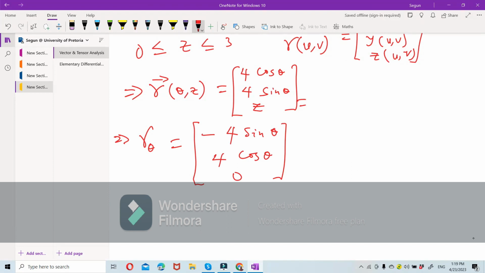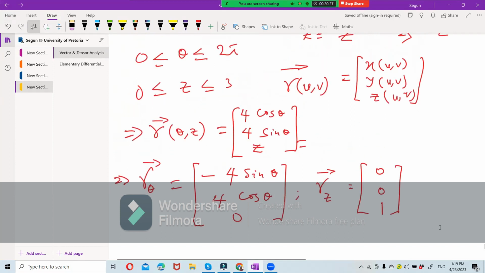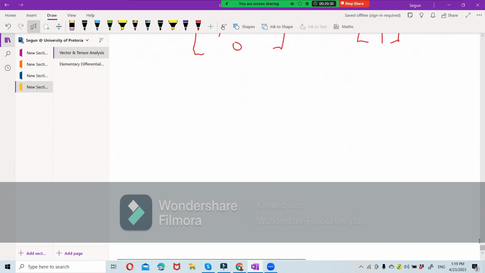Then we go ahead with R z. So we do the R z. What do we have? The first one here will be 0. The second one will be 0 because there is no z. The last one will be 1 because there is z. So is that all? No. So we proceed. Remember, from the formula you have R theta cross R z.